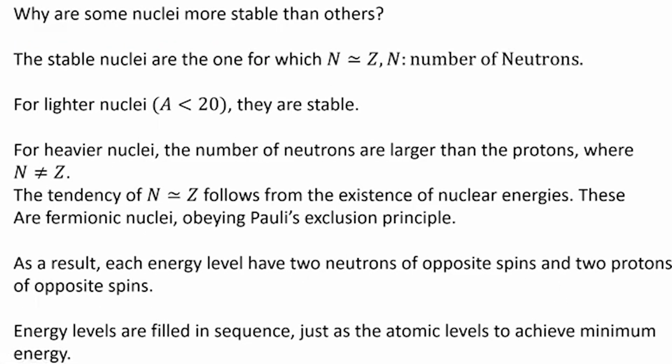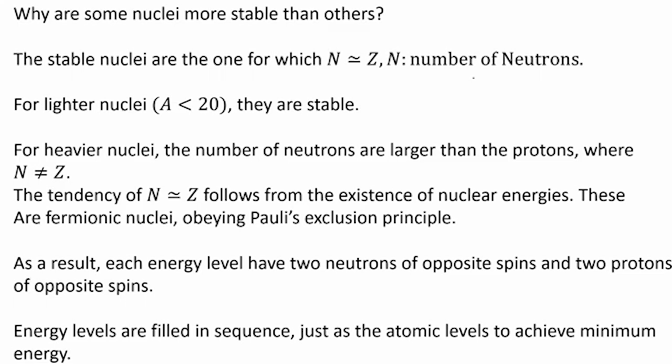So, why does radioactivity occur? Why are some nuclei more stable than others? Okay. The stable nuclei are the ones for which the number of neutrons is the same as the number of protons, or the atomic number. Okay. So, when Z is the number of protons.